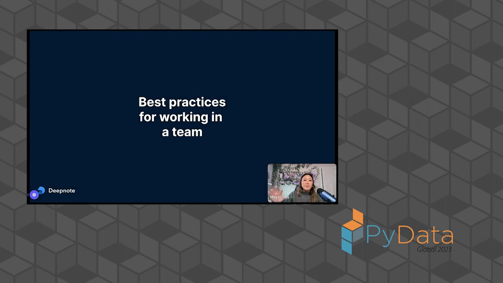So now we're going to cover best practices for working together in a data team so that we can get to that vision. These are going to be principles that you should follow no matter the type of project that you're working on using notebooks.